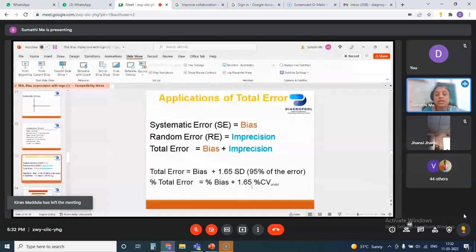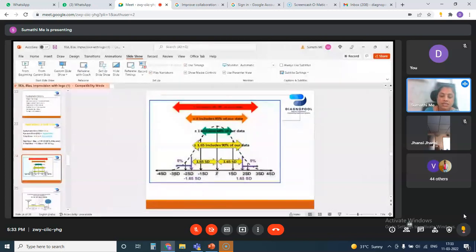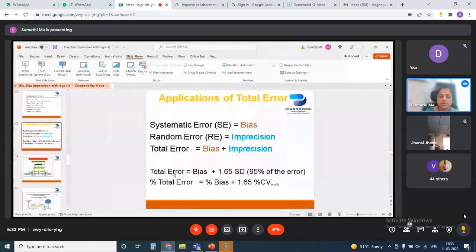So if you want to calculate percentage total error, then you need to use percentage bias and 1.65 into your percentage CV. You as a laboratory physician will need to know the total error as such, because some of our guidelines give absolute numbers and also give it in percentage. I'll explain that in the later part. Now we'll see this graph. Why have we taken 1.65 SD for calculating the total error?